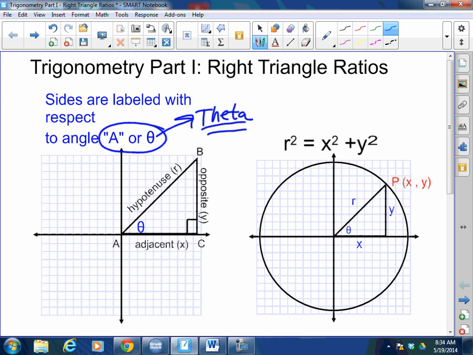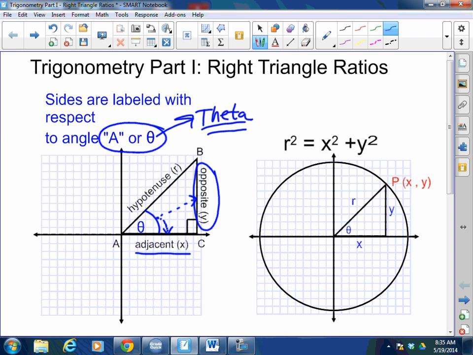From this angle theta, and from this angle alone, across the angle is called my opposite side. And my opposite side, as you can see, is parallel to the y-axis. So my opposite values relate to the y-axis. From theta, the angle directly next to it is called my adjacent.